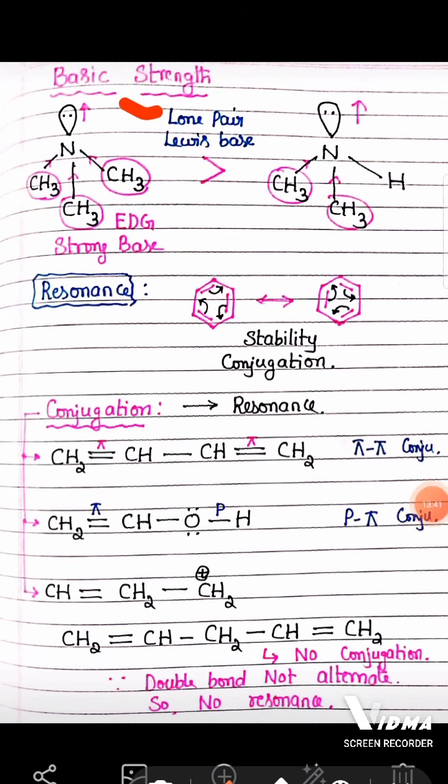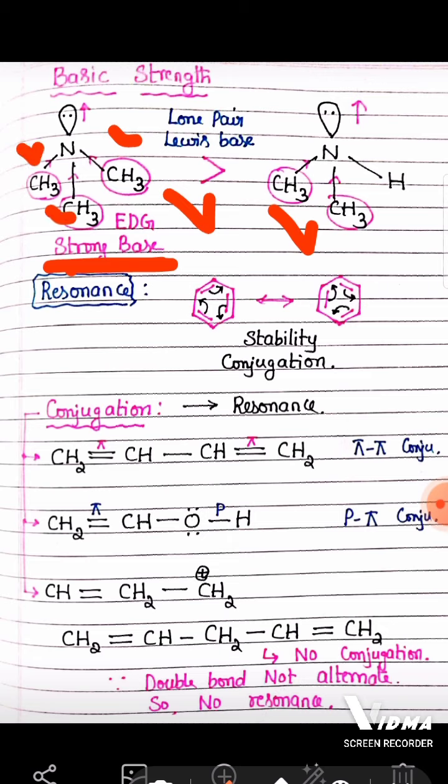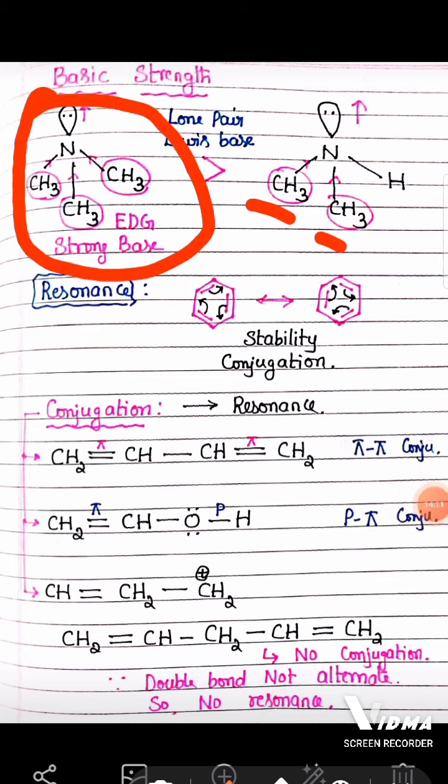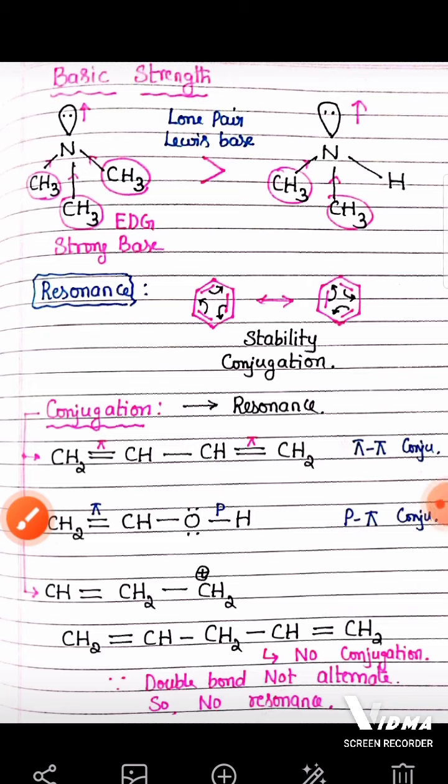Now, basic strength. So remember, wherever you find a lone pair of electrons, that will be considered a Lewis base because they are able to donate those electrons. Now, in addition to that lone pair, we have 2 examples, trimethylamine and dimethylamine. Trimethylamine will be considered a stronger base because it has 3 electron donating groups on the nitrogen in addition to the lone pair, whereas dimethylamine has only 2 electron donating groups. That's why trimethylamine will be considered the stronger base.